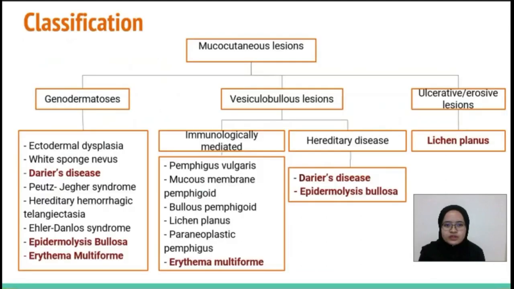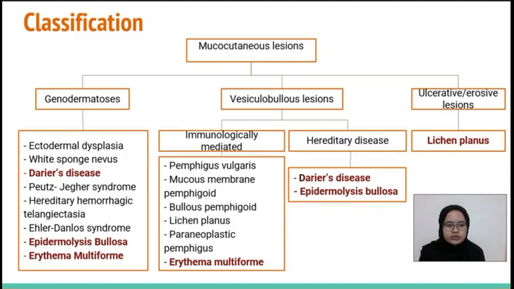For classification, there is no universally accepted classification of these dermatologic diseases. However, several broad groups of diseases may be separated out on the basis of the nature of the disease process or on the nature of the lesion itself. So we divided the mucocutaneous lesions into genodermatosis, vesicular-based lesions, and ulcerative or erosive lesions.